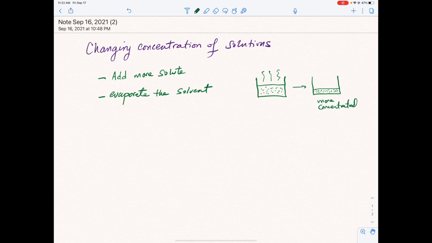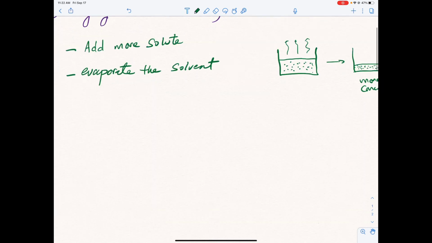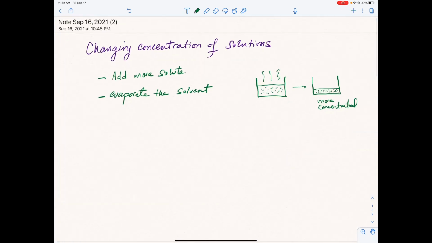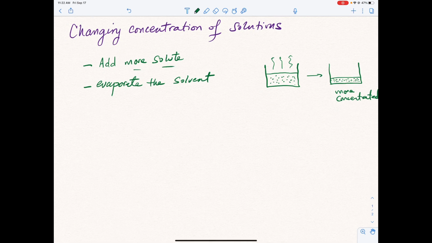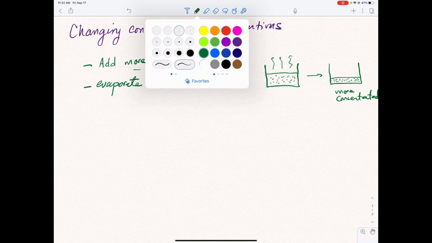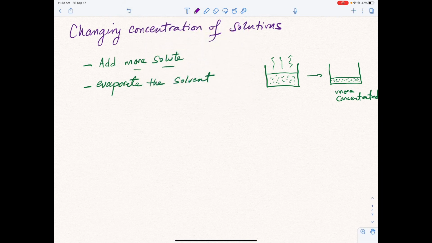And this method is not very practical because it takes energy and time, particularly time, if you don't want to put energy into it, to evaporate the solvent. So it's best to simply add more solute, and the first method is more practical. So to make a solution more concentrated, we typically add more solute. Okay. Or we could start over and make a new solution of more concentrated solute.